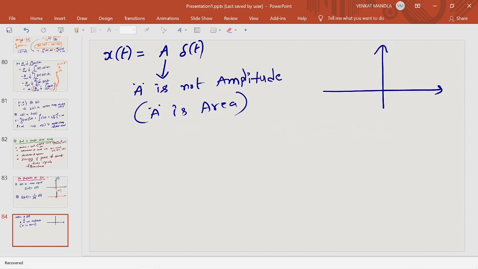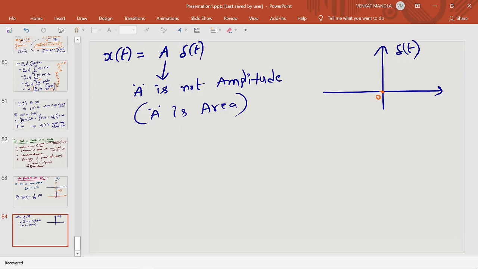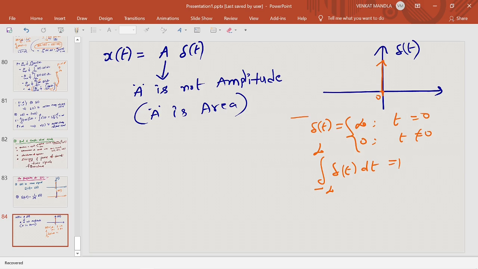What is the definition of del of t? This is del of t. So del of t equal to infinity at t equal to 0 and 0 for t not equal to 0, and the integral from minus infinity to plus infinity of del of t dt equal to 1. This is the definition. At t equal to 0, del of t equal to infinity. So a is not amplitude.